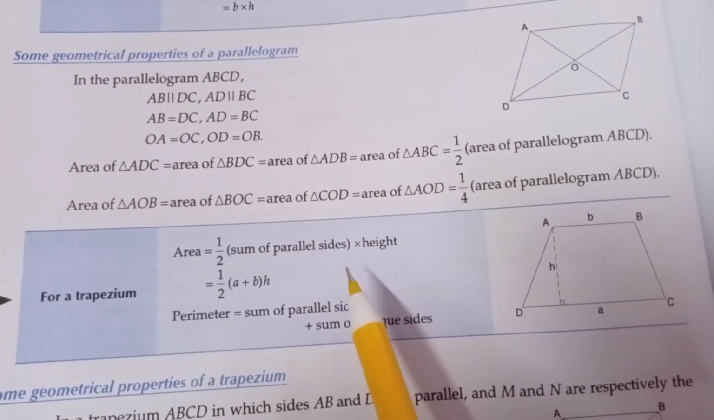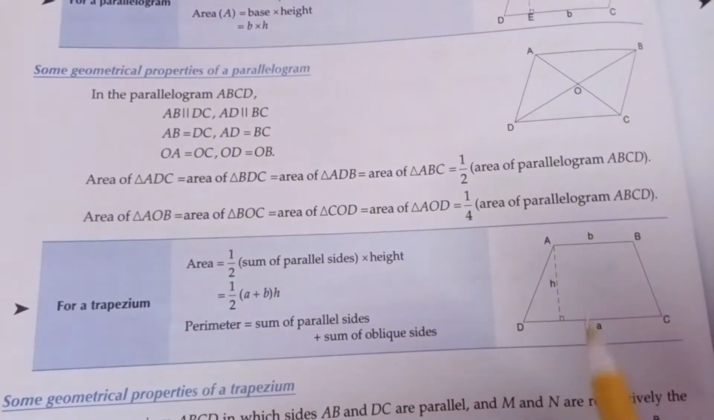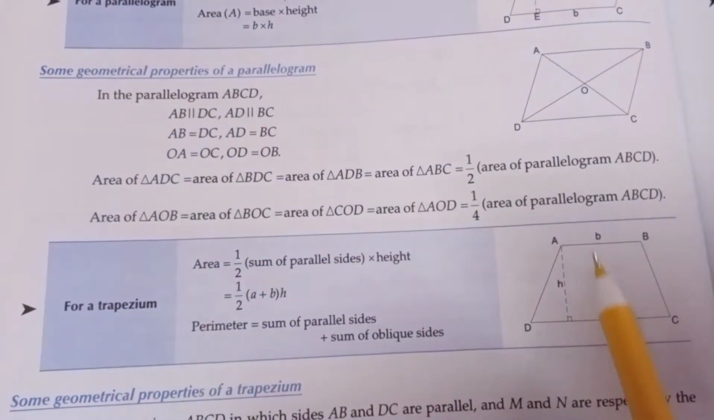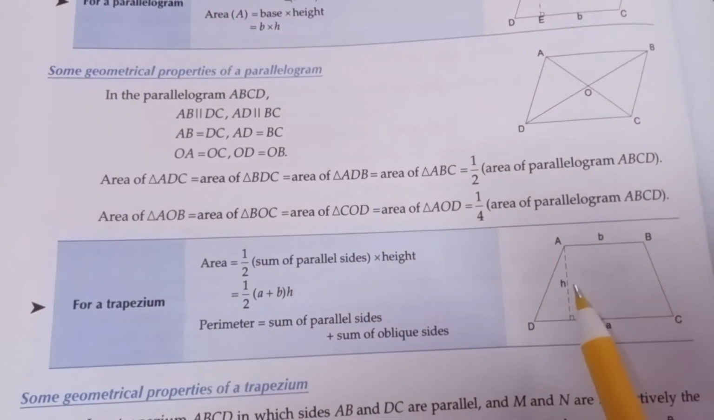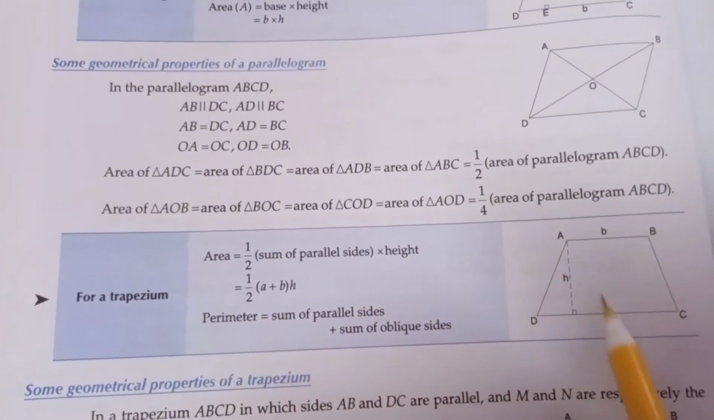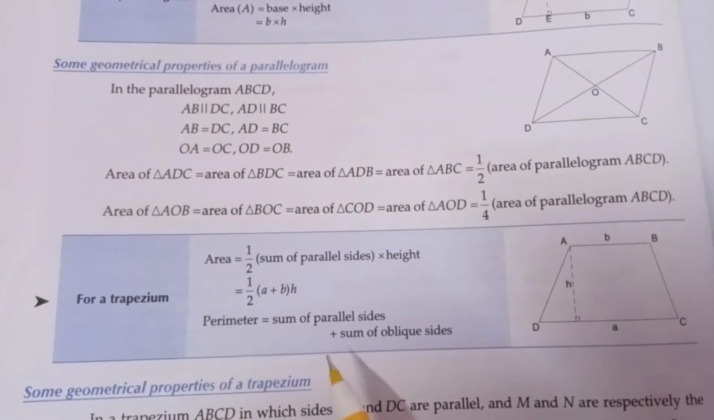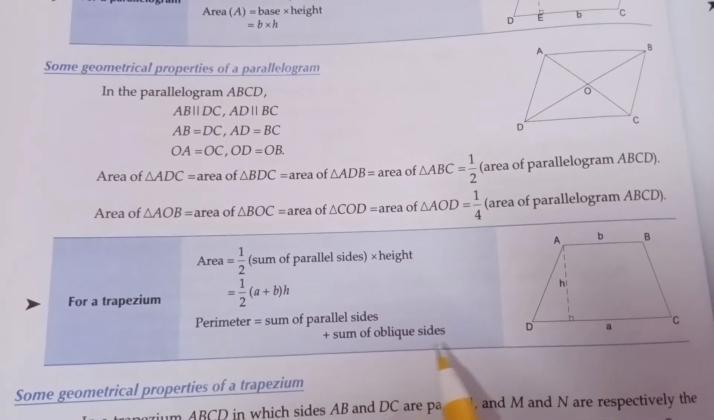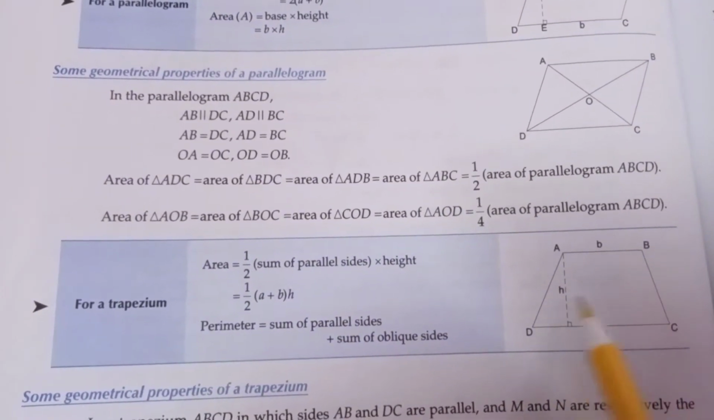Next we move to trapezium. For finding the area, ABCD is a trapezium. These two are the parallel sides. AB is parallel to CD, and the distance between the two parallel sides is h, that is height. So area is half into sum of parallel sides into height, so half into a plus b into h. A and b are the parallel sides. And the perimeter is equal to the sum of parallel sides plus the sum of oblique sides.